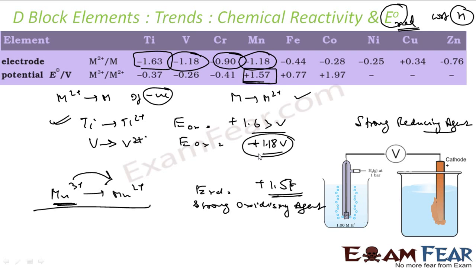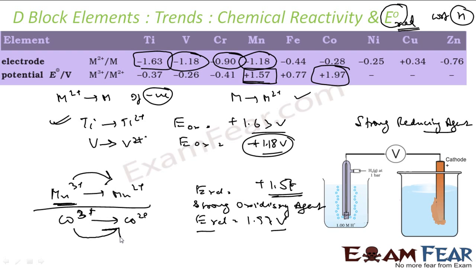Okay, similarly, if you talk about this one, 1.97 is also a huge number. That is cobalt 3+ getting reduced to cobalt 2+. And in the meantime, this 1.97 volt of energy is released. That means it has a huge tendency to reduce. That means it is a good oxidizing agent. So with the value of E0, that is the standard hydrogen electrode value, we can actually comment on the reactivity of transition metals.